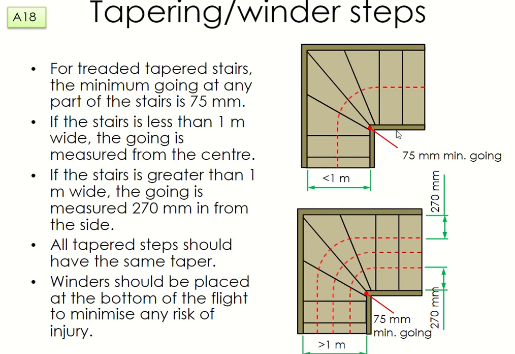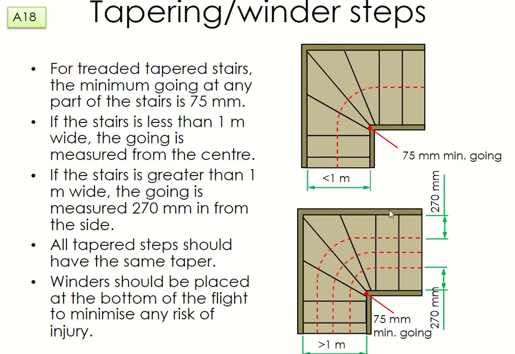And I don't even think the book would ask you to sketch. So you don't even need to put the sketch into the book. But it is important to remember about the going, that if the stairs isn't any more than 1 meter wide, you take the going from the center. And if it is greater than 1 meter wide, we take the going 270 millimeters from the corner. You can see the distance here from the side of the stairs in here is 270 millimeters. Again, it'll be the same from the other side. And this line here in the middle, they just put that there as well.